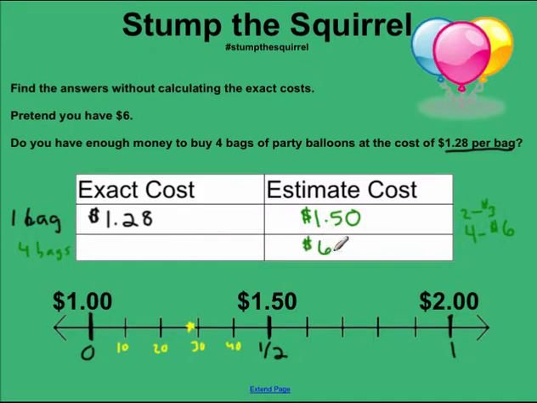And the other thing to keep in mind here is that I rounded higher, okay? So I will know for sure that I will have exactly enough money to buy 4 bags. If I would have rounded down to $1, 4 bags would have been $4 and I still would have had enough. So you can see sometimes there's a little bit of a difference between how you estimate.